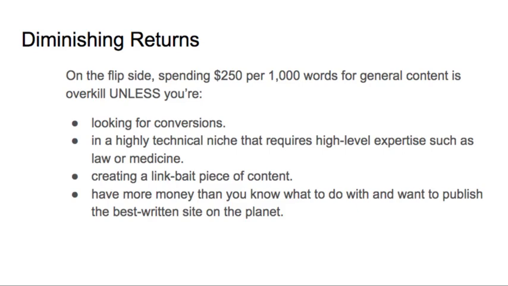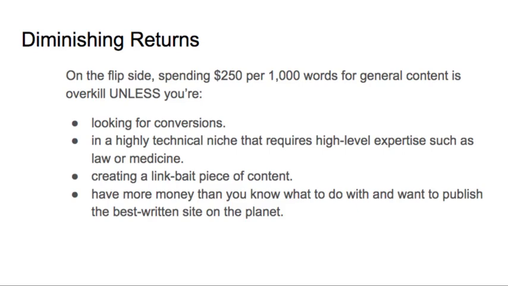All right, one is if you're looking for conversions, if you're writing sales copy, if you're doing a really good buyer intent piece of content that you want to convert with affiliate commissions or whatever else, email opt-ins, whatever. Expect to pay big bucks. You want that to be awesome content. It not only has to be well written, but it actually has to sell. So you're gonna pay top rates. $250 would be low for something like that.